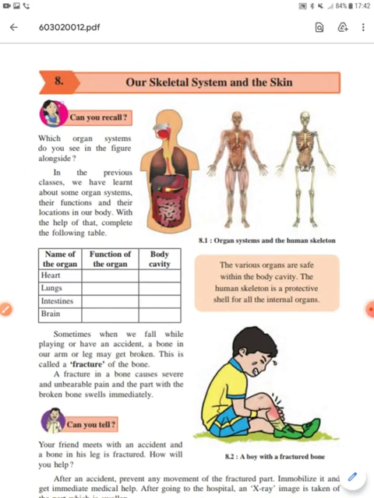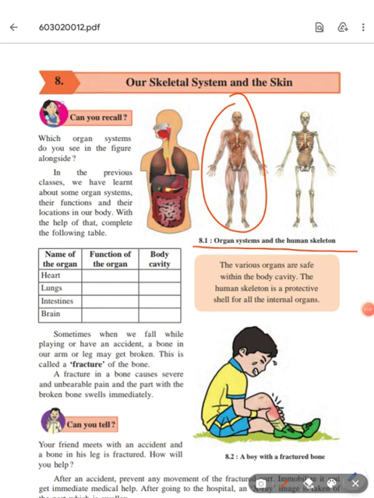First, we have to learn functions of the organ and body cavity. In previous classes we learned our organ systems and their functions and their location in our body. In this chapter we learn functions of the organ and body cavity, organ system and the human skeleton. This is a human skeleton.